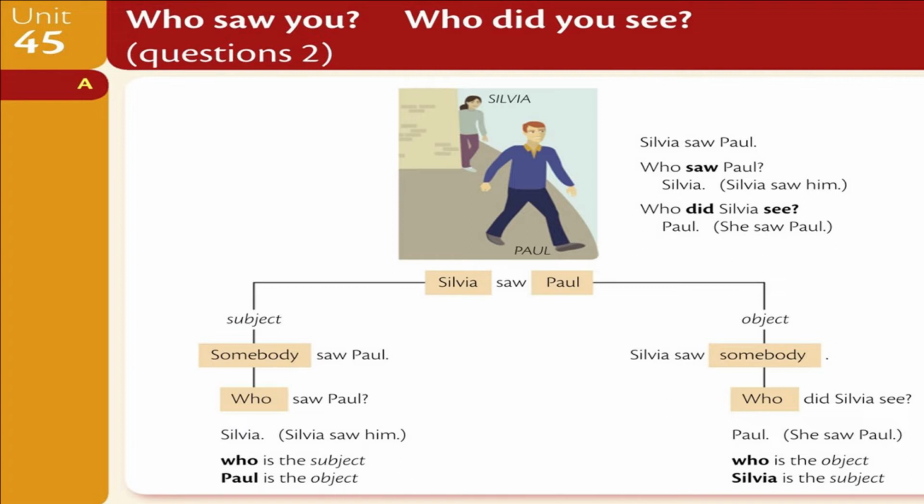Somebody saw Paul. Who saw Paul? Sylvia. Who is the subject? Paul is the object. Sylvia saw somebody. Who did Sylvia see? Paul. She saw Paul. Here, who is the object? And Sylvia is the subject.